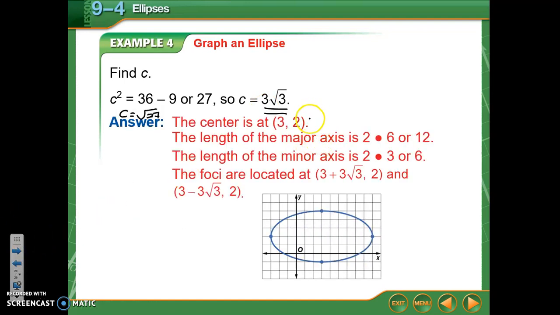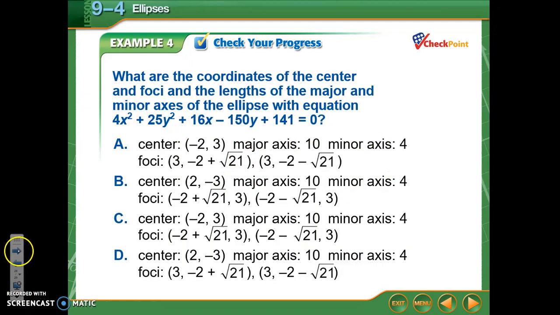So the center is at 3, 2. The length of the major axis is 2 times A, which is 12. The length of the minor axis is 2 times B, which is 6. And these are the coordinates of my foci, because this is a horizontal ellipse, so that h value of my vertex changes the x value of my foci. And here's our last check your progress. Your answer here should be C.